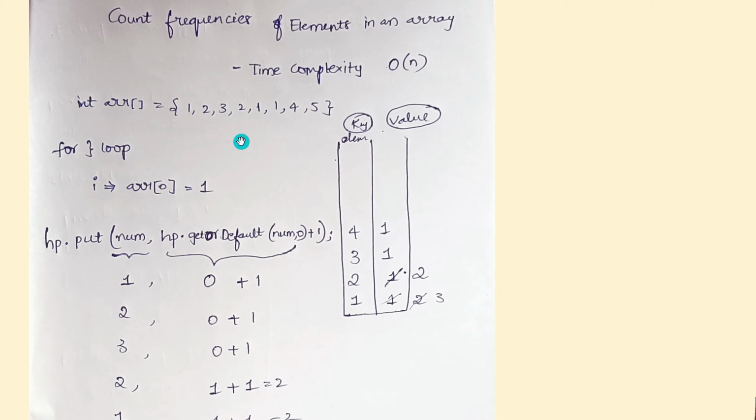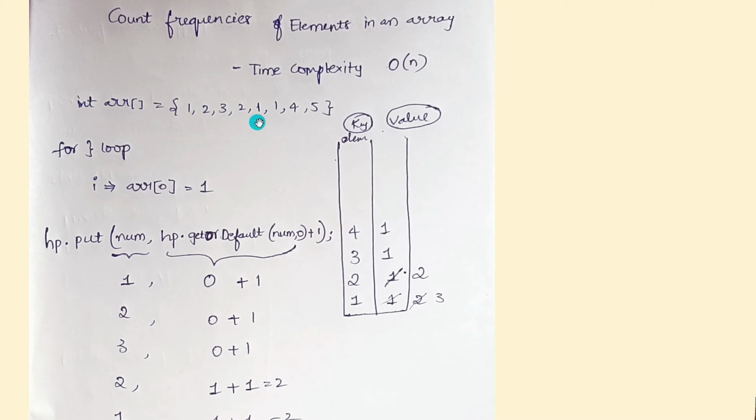Here the logic is: if the element is not present in the HashMap, then push the element into the HashMap. Initially there is no element in the HashMap, so push 1 into the HashMap and make the count 1. i++. 2 is not present in the HashMap, make the count 1. 3 is not present in the HashMap, push it and make the count 1. 2 is already present in the HashMap, so don't push 2 into the HashMap.